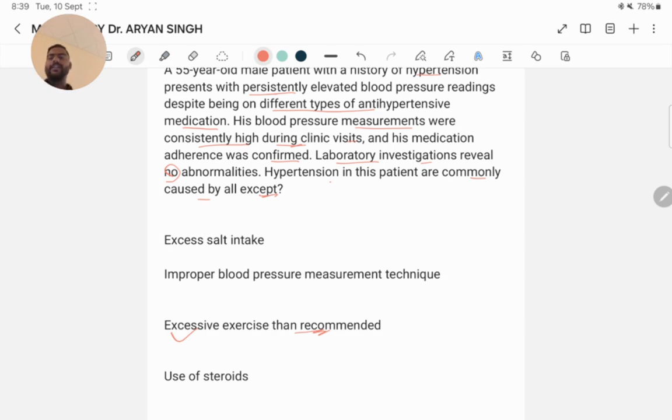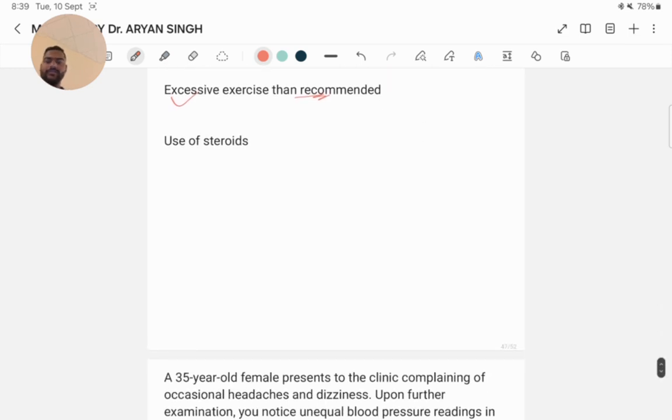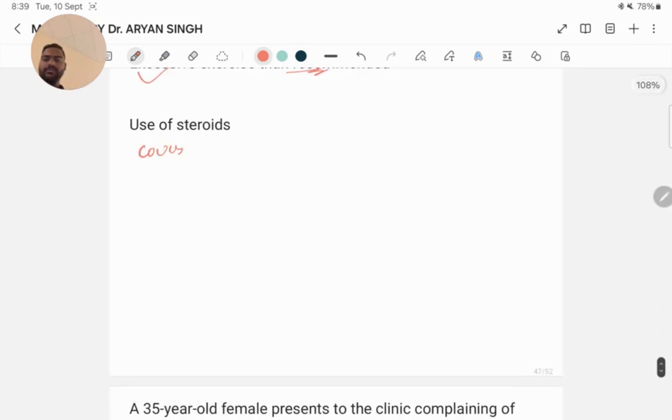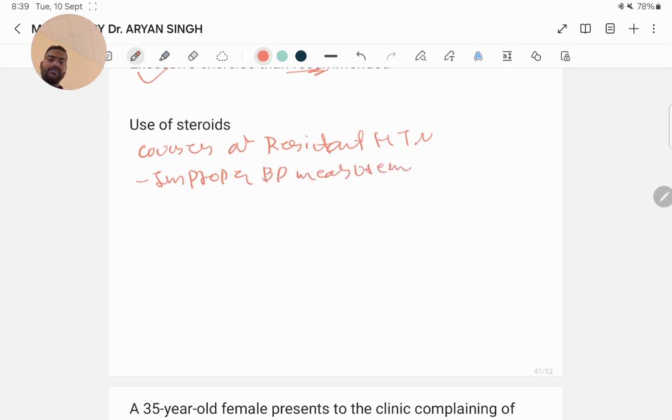Resistant hypertension is defined as blood pressure that remains above goal despite the concurrent use of three antihypertensive agents from different classes, one of which should ideally be a diuretic. Causes of resistant hypertension: improper BP measurement should be ruled out.